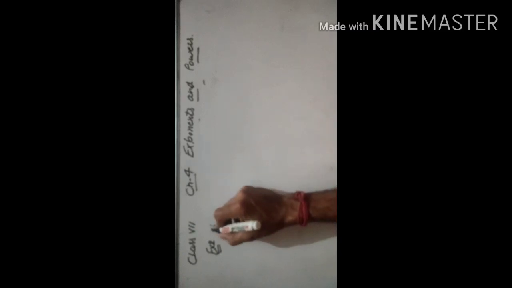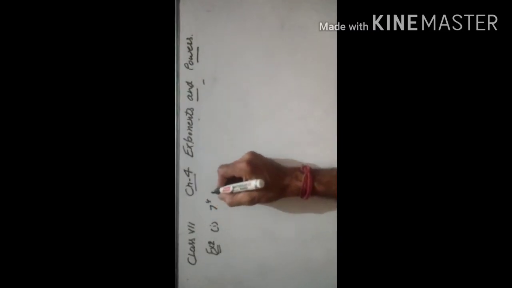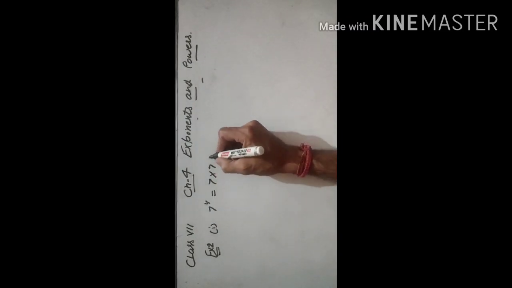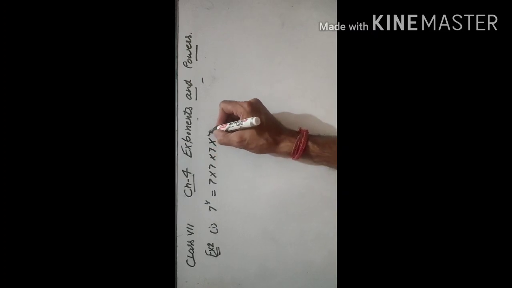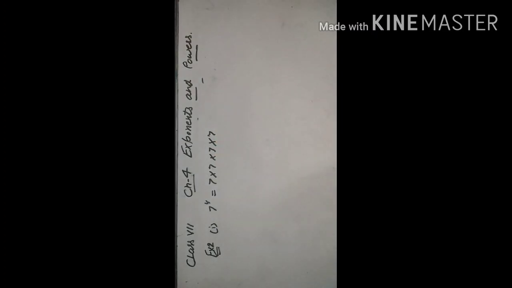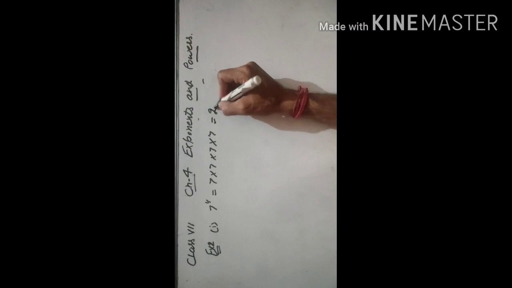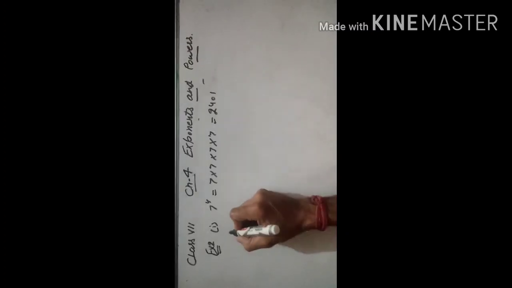Now example number 2. Example 2: find the value of the following. First part is 7 to the power 4, that is 7 × 7 × 7 × 7. If we multiply 7 4 times, then it becomes 2401.